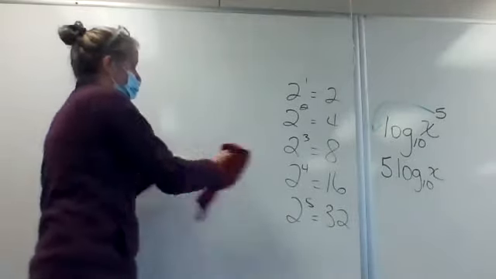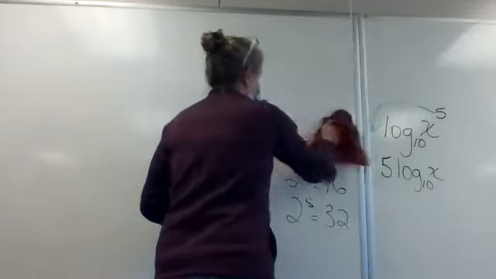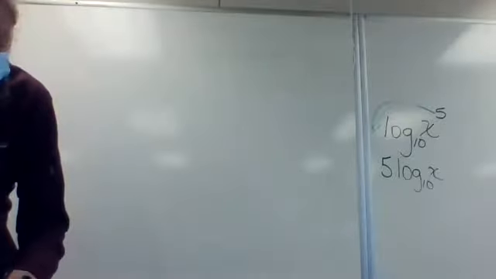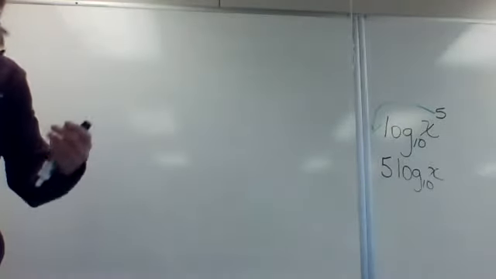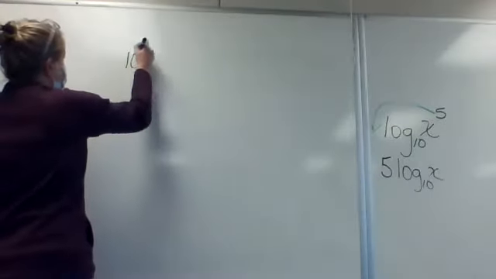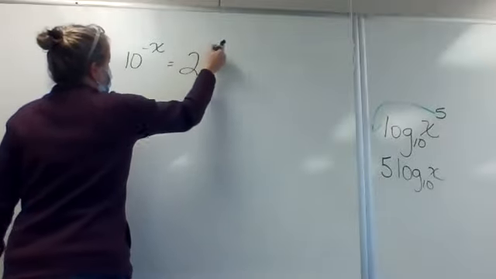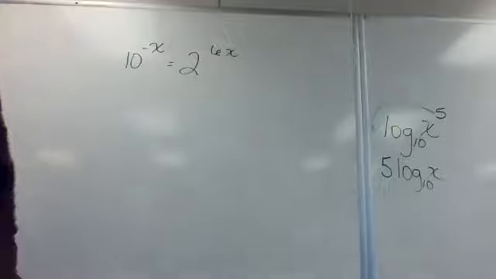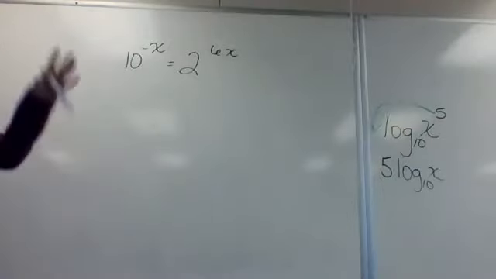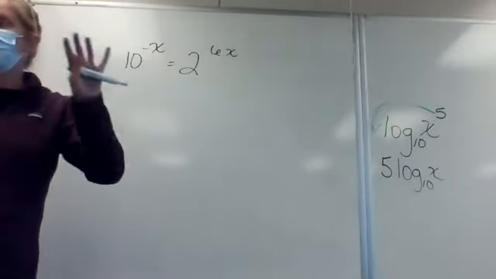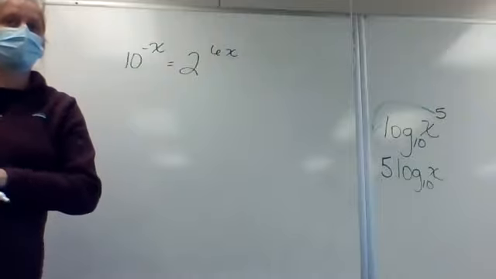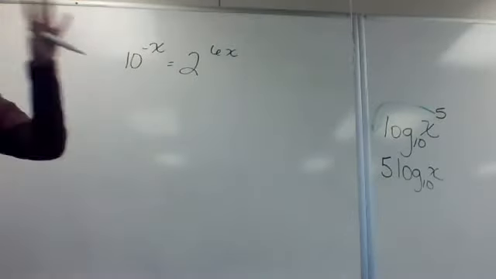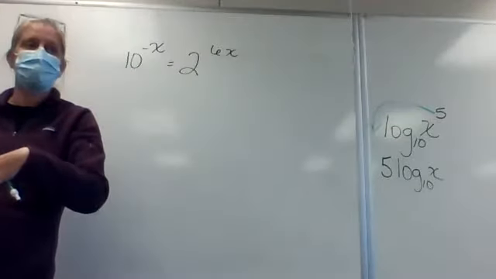All right, this next one, we're going to run into something that we haven't seen yet. 10 to the negative x equals 2 to the 6x. Okay, so I can't rewrite the 10 with a base of 2. So I am going to have to use the log method to get those x's down. Okay, what's different is they both have x's in their exponents, but logging both sides is just going to be able to bring them both down, right?